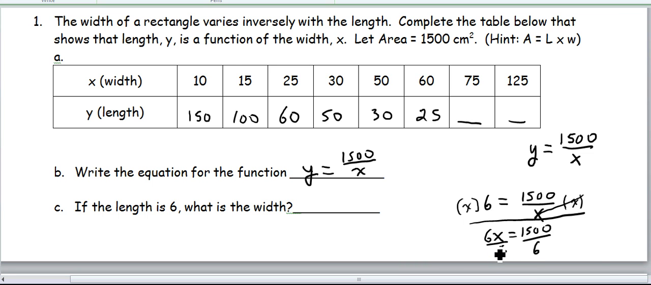Divide by 6, and I would just say, what is 1,500 divided by 6? And that gives me 250. Now make sure that if this says the length is 6, here we have length y, you put it in the right spot. If they said the width is 6, what is the length? We would have 1,500 divided by 6 and just found y. Would have been a lot easier. All right.